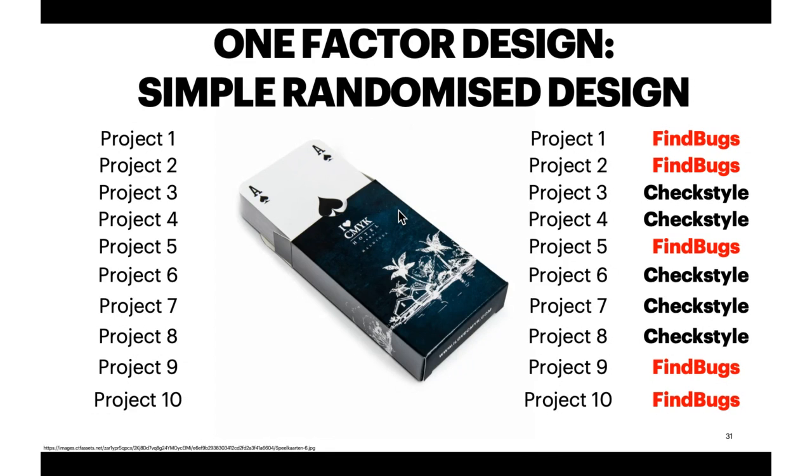So in this experiment, what was going on, we have 10 projects. We would like to analyze the presence of undesired coding features using two similar tools, FindBugs and Checkstyle, and we decide to use a card deck as our randomness generator. If the card we fetch from the card deck is red, we assign FindBugs, and if it is black, we assign Checkstyle. This is a simple randomized design.